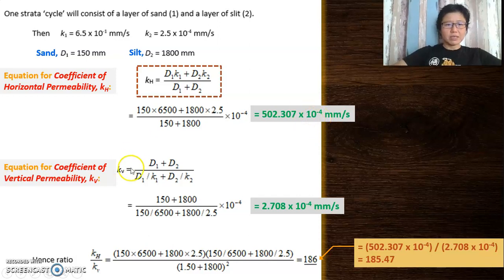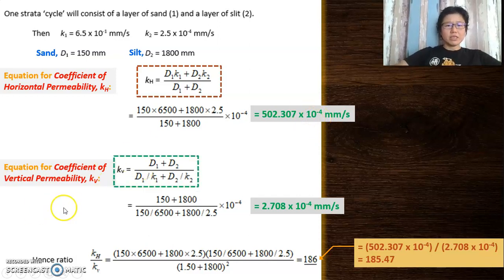Don't drop that first. And similarly, for the vertical permeability, the equation is such, you can see that they are slightly the other way around compared to the KH. So pop in the numbers again similarly. Don't forget the 10 to the power of negative 4. If you don't like this, you want to put it in there, it's up to you. Just make sure you don't get them wrong, and this is the answer you get.